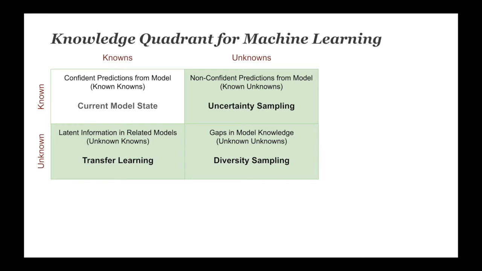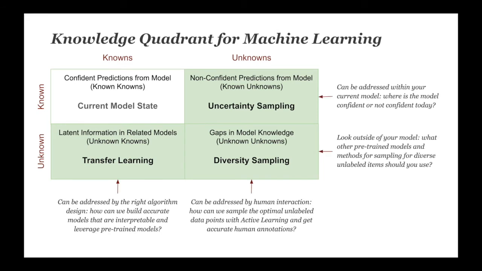And we're only going to touch on it briefly, but to round out the quadrant, transfer learning are your unknown knowns. So what latent information is there in related machine learning models they don't know is there yet, but if you adapt to your current problem, might be useful for increasing your model's accuracy. So to begin with, we're going to look at uncertainty sampling.